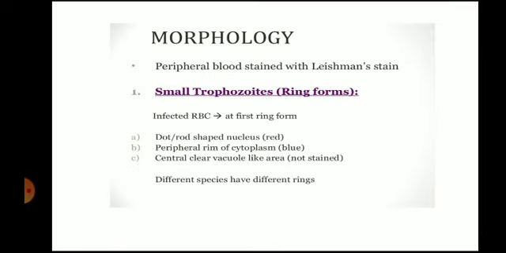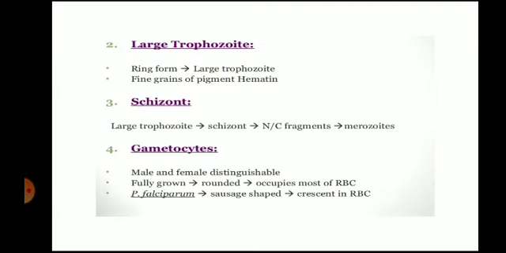Morphology. Peripheral blood stained with Leishman stain. Small trophozoites, which are also called immature or ring forms. In infected RBCs, first they form a ring-like structure. These have a dot or rod-shaped nucleus that is red in color, and there is a peripheral rim of cytoplasm which is bluish in color. There is a central clear vacuole-like area which is not stained. Large trophozoites are ring forms and these contain fine grain-like pigment, hematin.